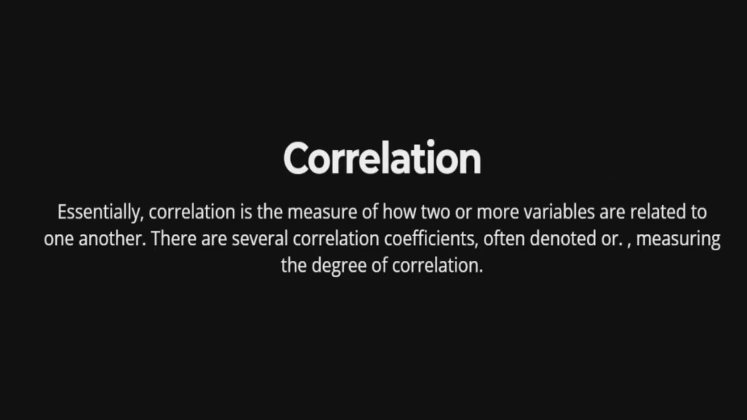Correlation. Essentially, correlation is the measure of how two or more variables are related to one another. There are several correlation coefficients, often denoted ρ or r, measuring the degree of correlation.